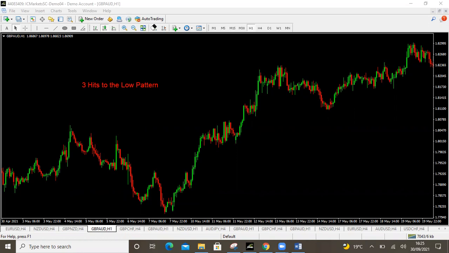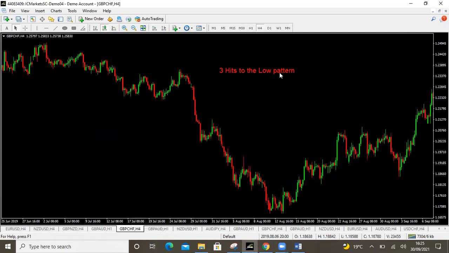So let's move to another chart. Here we have the 3 hits to the low again. So this is a bit obvious now. You can see we have the first, the second, the third. And again, I cannot emphasize more, the third hit will always be the heaviest, okay? And once that hit is gone, there is break of market structure, okay?